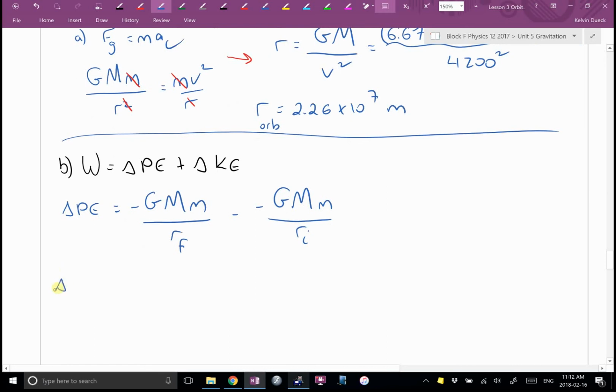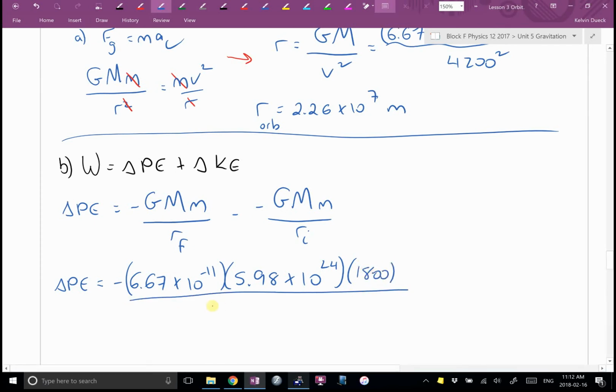Okay. Lots of writing here. Negative 6.67 times 10 to the negative 11, 5.98 times 10 to the 24th. I've scrolled down. How heavy was the satellite? What was the mass of the satellite? 1800. Thank you.